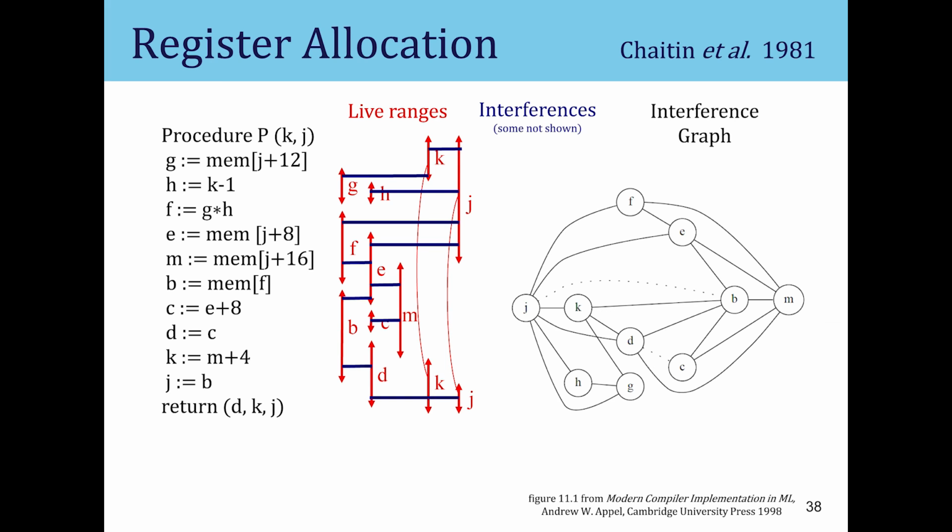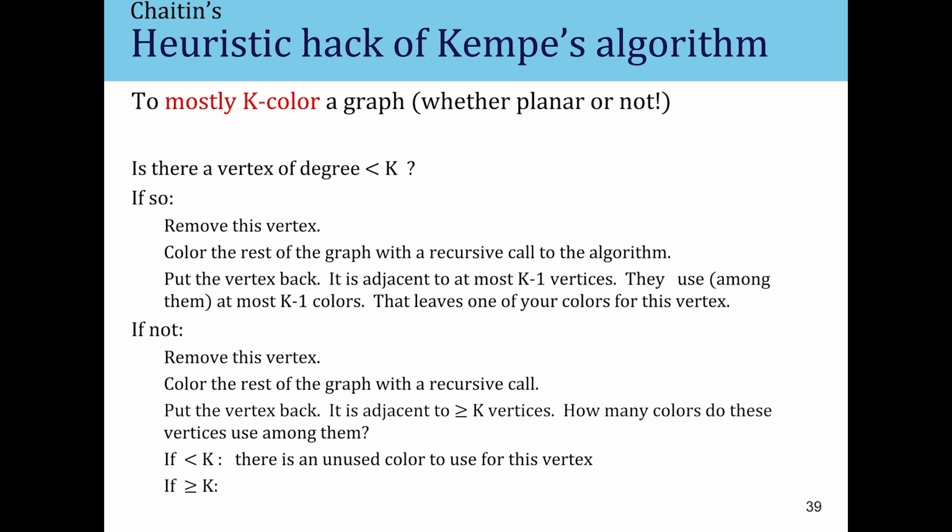All right, so here is Chaitin's heuristic hack of Kemp's algorithm, to mostly k-color a graph, whether it's planar or not. And k, the number of colors you have, is equal to the number of registers on your machine. So some machines only have 4 registers, and some machines have 6 registers, and some machines have 32 registers, so whatever your k is. Is there a vertex of degree less than k? If so, remove this vertex, color the rest of the graph, put it back, and you will be guaranteed to find a color for the node that you put back.